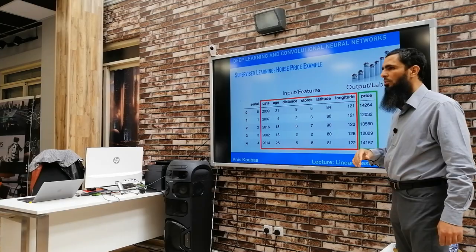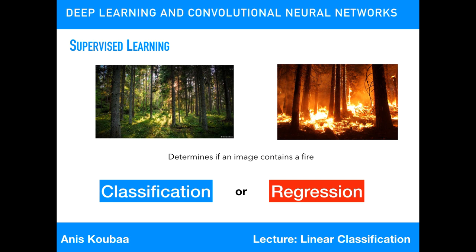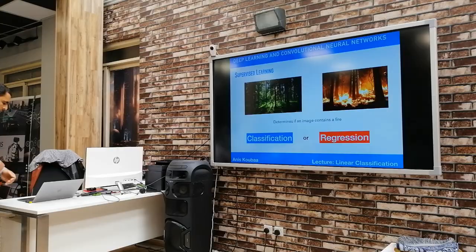So now, if we have this question, determine if an image contains a fire. Is this a classification or regression? The output is fire or not fire. Okay, so it's a category here. We don't have a number. We have discrete values. It can be 0 and 1, even if it is a value 0 and 1, fire or not fire. But it's not something continuous. Okay, so yes, here it is a classification problem.